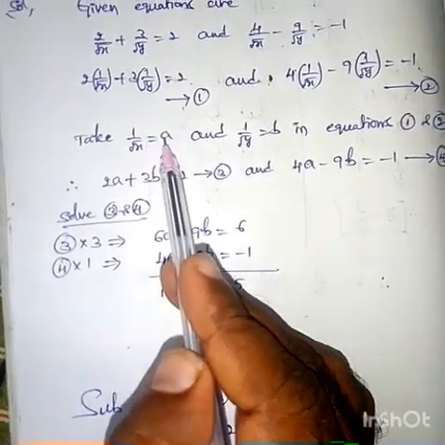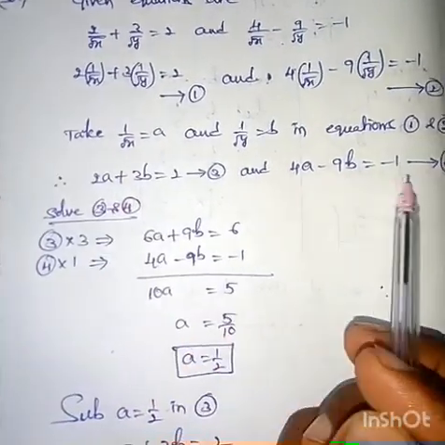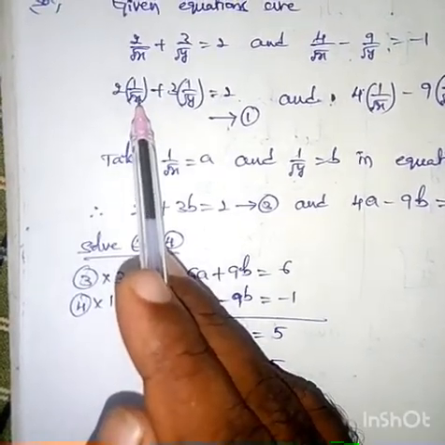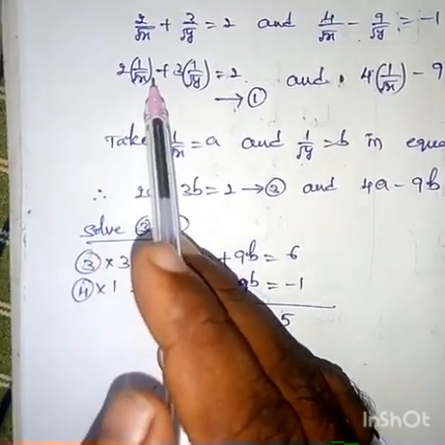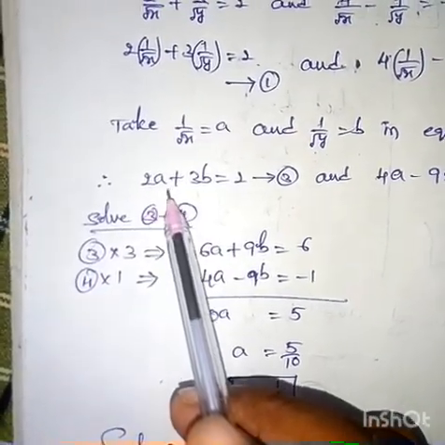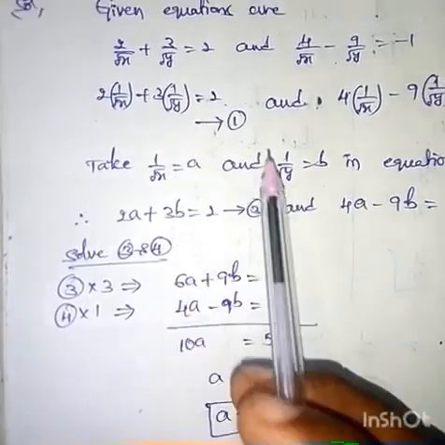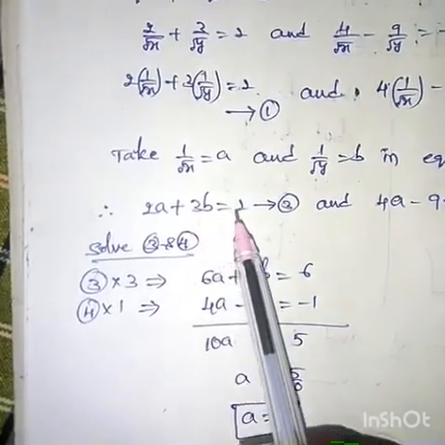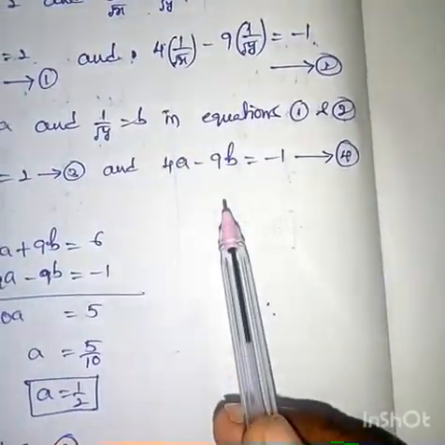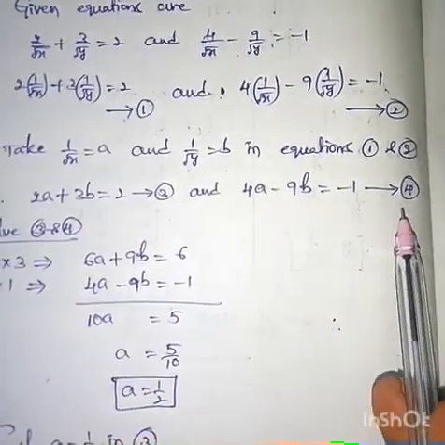If we substitute the a value and b value in the places of 1 by root x and 1 by root y, we get equation 3 and equation 4. Just watch it. 2 into 1 by root x, but we are substituting the 1 by root x value as a, so it becomes 2a. So watch this, 2a. And now 3 into 1 by root y, here we are using the 1 by root y value as b, so it becomes 3b equal to 2. Similarly, it becomes 4a minus 9b equal to minus 1. Name these equations as equation 3 and equation 4.